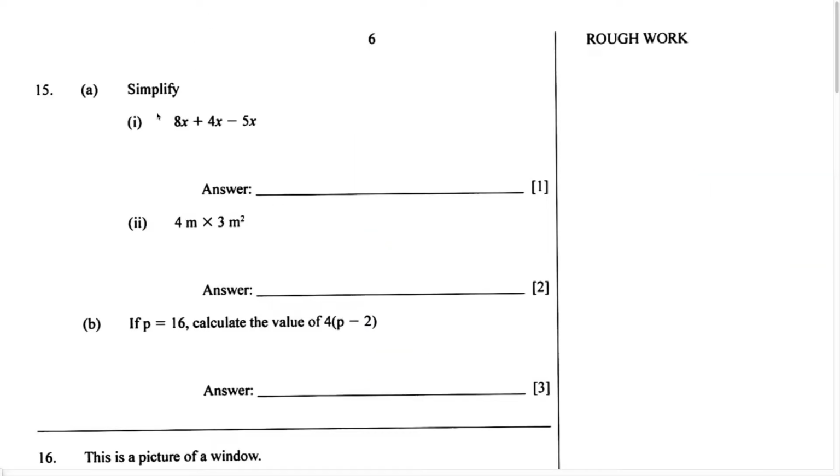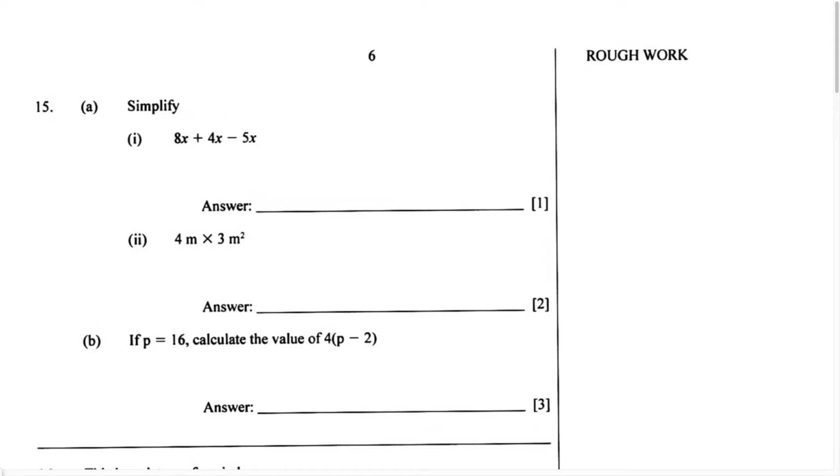Now, number 15, part A says simplify. We have 8x plus 4x minus 5x. Let's just write the problem right here. We have 8x plus 4x minus 5x. And if we look at this, we have an x, and another x.